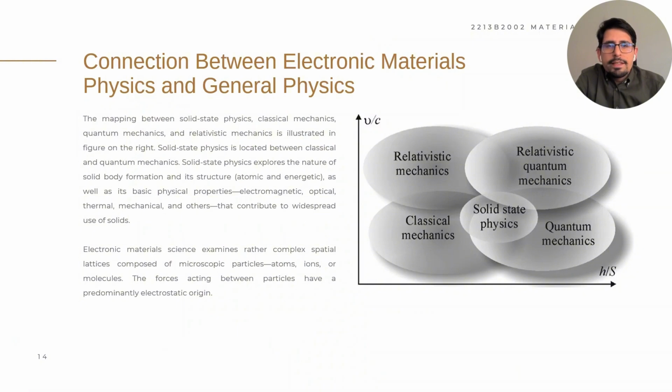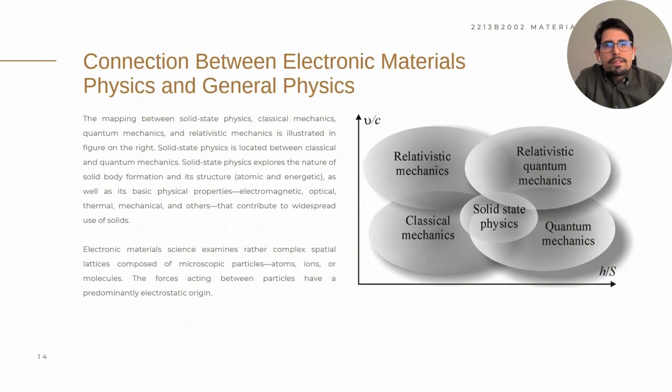For instance, the electronic properties of a material depend on its band structure, which determines whether it acts as a conductor, insulator, or semiconductor. Engineers must understand these physical principles to design better electronic components and materials with enhanced performance. As depicted in the diagram, solid-state physics is positioned between classical and quantum mechanics.